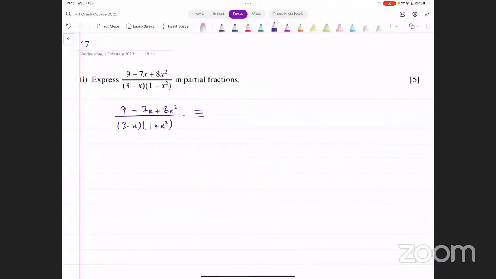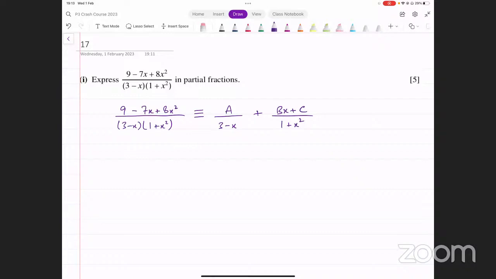Let's start with this. In this example, we've got one linear factor and the other is a quadratic factor. Okay, so this is a non-repeated linear factor. We could say this is A over 3 minus x for the non-repeated factor. And then for the quadratic factor, we need a linear expression in the numerator, Bx plus C, divided by 1 plus x squared. Okay, so you need to remember that these forms, just writing this much, this gets you 1 mark, okay, without even calculating any constant. So that's the first step. You write down the form that corresponds to this fraction.